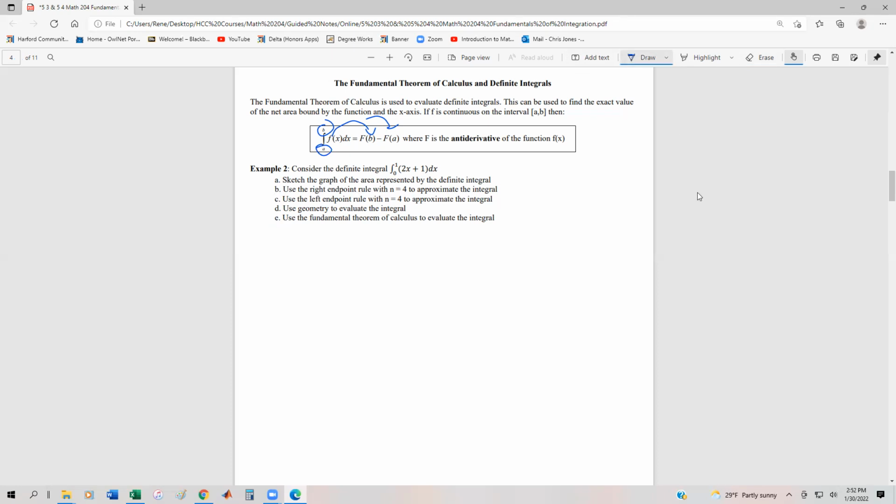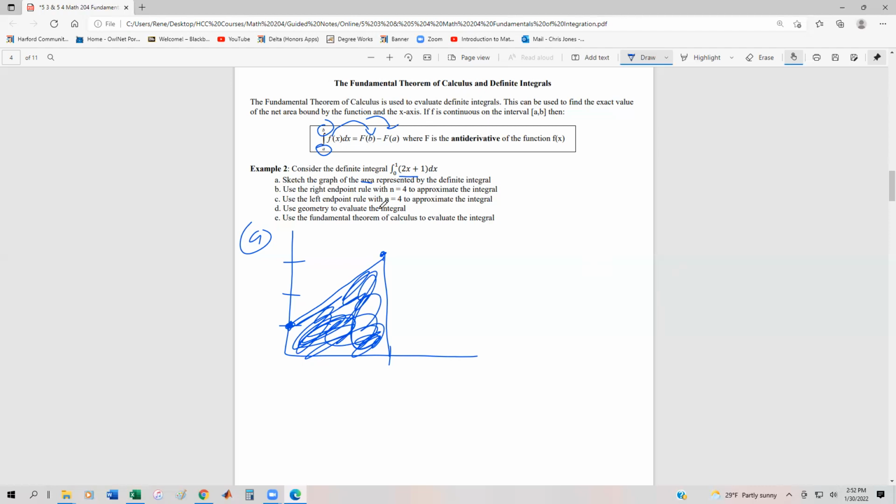Okay, so letter A, really easy, right? We know it's a linear function from 0 to 1. So if I were to graph this, I know if I substitute 0 back in for x, that's going to give us a 1. And then if I substitute 1 back in for x, that gives me a 3. I know this isn't to scale. And it does say for us to sketch the area represented. So this would be the area that's represented by the curve.